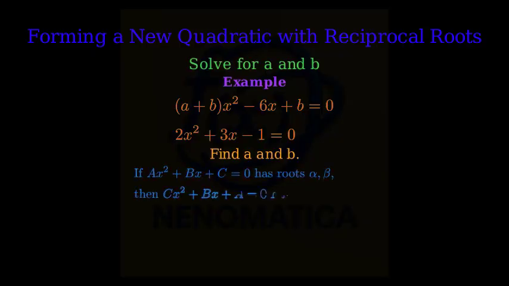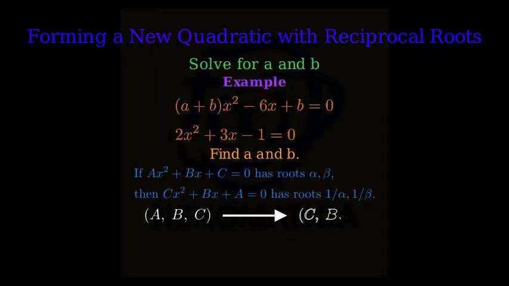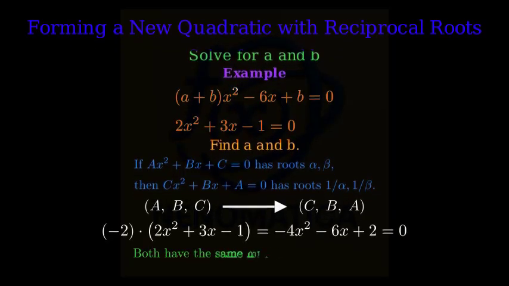Key fact: if ax squared plus bx plus c equals 0 has roots alpha and beta, then cx squared plus bx plus a equals 0 has roots 1 over alpha and 1 over beta. Up to an overall non-zero scale factor, the coefficients are reversed while the middle coefficient is preserved. To use this fact, we first align the middle coefficient. The first equation has minus 6x. The second has plus 3x. Multiply the second equation by negative 2 to make the x coefficient also minus 6.